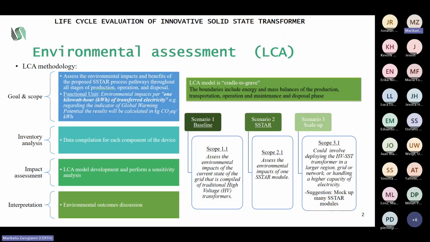Three scenarios were investigated. First one, the baseline scenario that includes the assessment of the environmental impacts of the current state of the grid of conventional and high voltage transformers. The second scenario takes into account the evaluation of the STAR module, and the scale-up scenario could involve deploying the high voltage SST transformers in a large grid or network, handling a higher capacity of electricity. In our case, we just use main STAR modules.